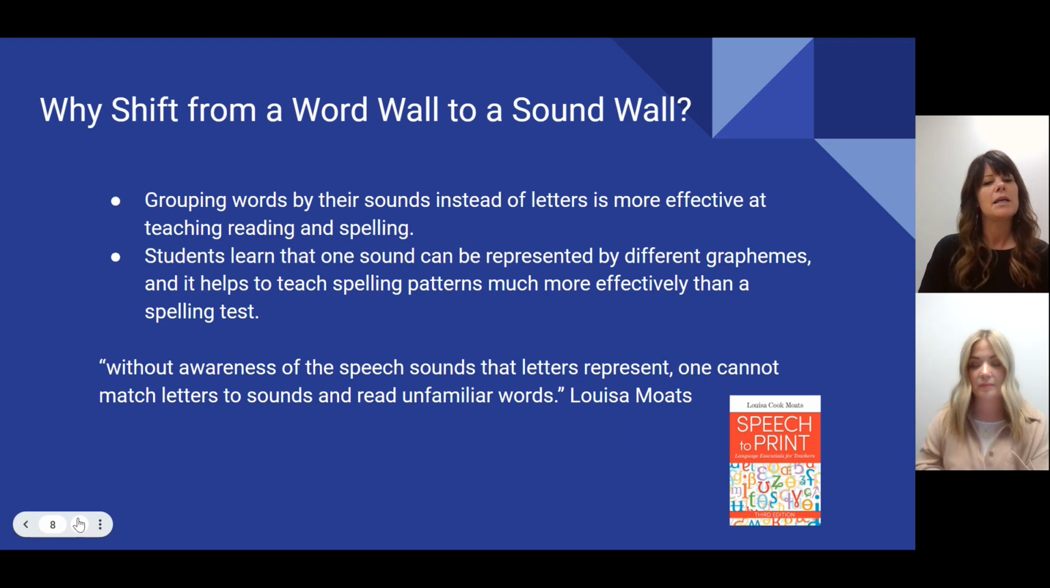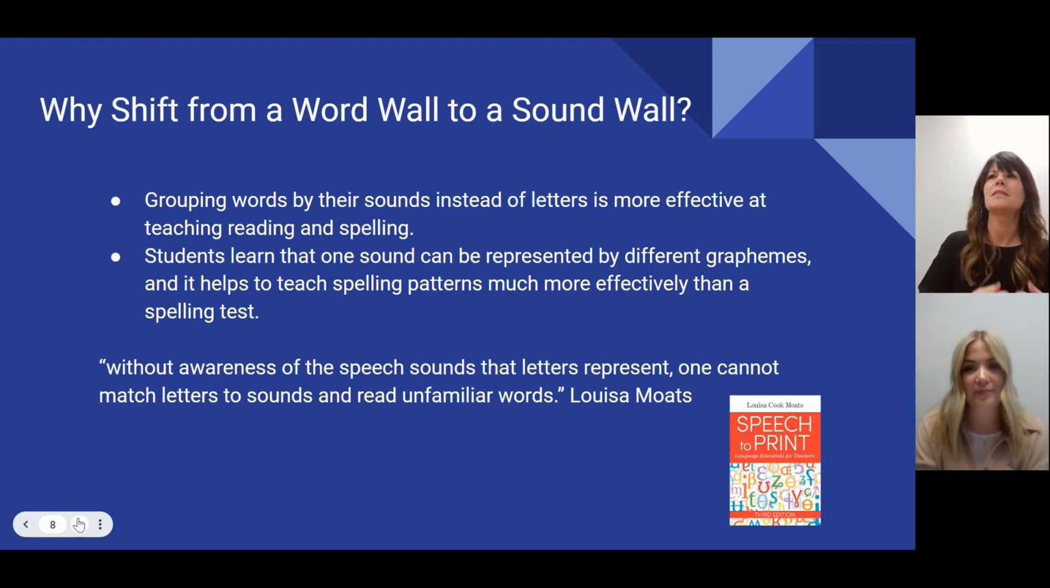So you may want to consider making that shift from a word wall to a sound wall for those reasons that I just shared, because grouping words by their sounds instead of letters is much more effective at teaching reading and spelling. Students do need to learn that a sound can be represented by many different letters. If you think about yourself as a speller, even some of us aren't great spellers, right? Thank goodness for spell check. But when we learn all those letter patterns that represent the different sounds, we are better spellers. And that's much more effective than memorizing words for the end of the week spelling test.